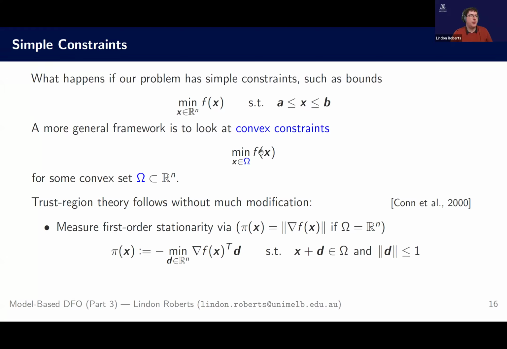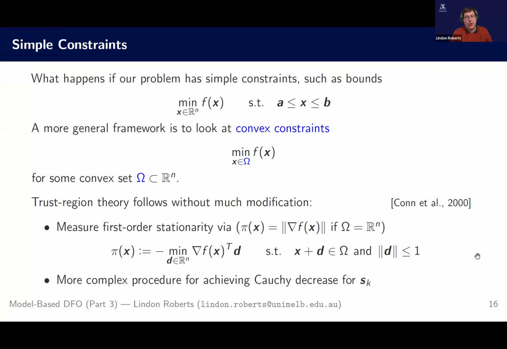We can't use the norm of the gradient as a sensible measure of convergence because we're not guaranteed that the gradient will go to 0 as we go to a KKT point. So instead, there's a few different approaches, but one approach is to calculate this quantity here, where we minimize a linear Taylor series while remaining feasible. This pi of x quantity does reduce down to the norm of the gradient in the unconstrained case. So we've got a slightly different measure of stationarity, which we have to use inside our algorithm.